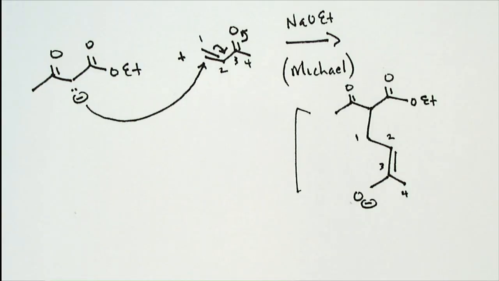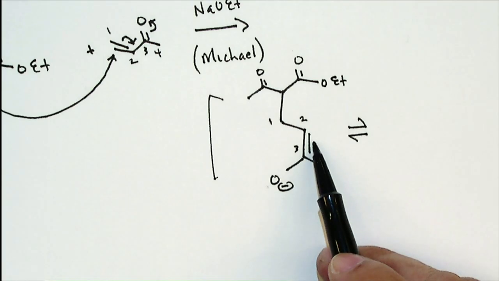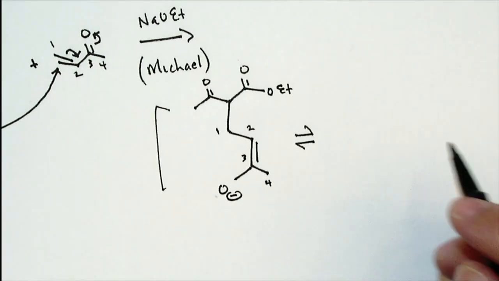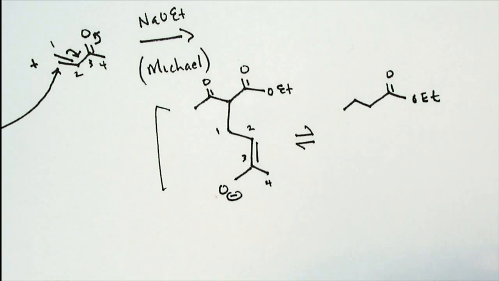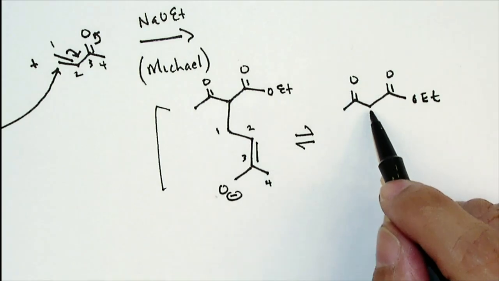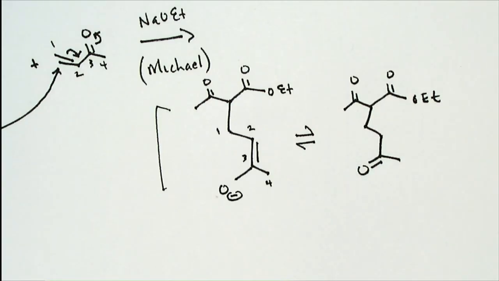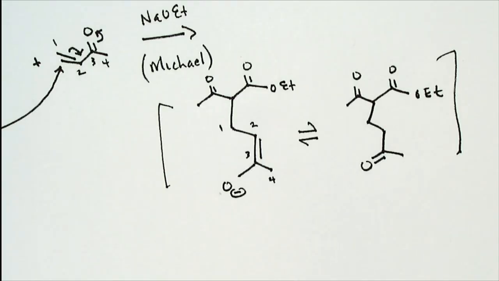Now, what will happen here, of course, is the enolate prefers to be in keto form, so it will simply do the keto-enol tautomerization, or if you prefer to think of it as the typical protonation here. And so what you will end up getting is the following: 1, 2, 3, 4. The carbonyl is at number 3. All right, so there's the product of the Michael addition part of the Robinson annulation.